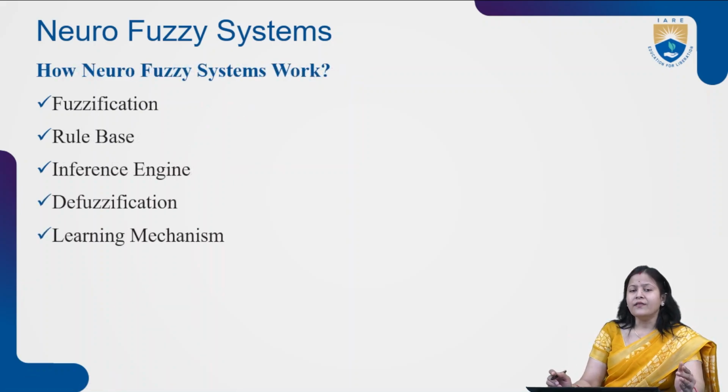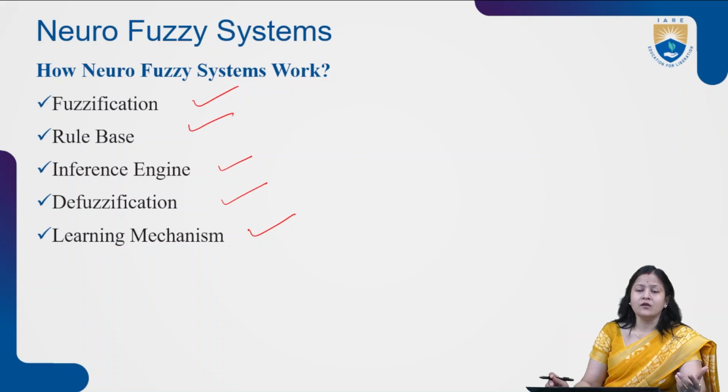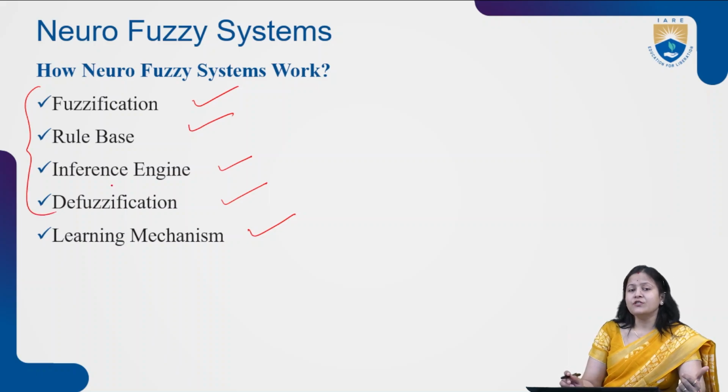Basically, the Neuro-Fuzzy system works based upon these five components. The first one is fuzzification, then rule base, inference engine, defuzzification, and learning mechanism. When I discussed the fuzzy logic control video, I already discussed these four components, in our fuzzy logic architecture. Fuzzification means converting the crisp value to fuzzy inputs. Crisp inputs are values that we can represent in the form of real numbers, which cannot be processed by the fuzzy controller.